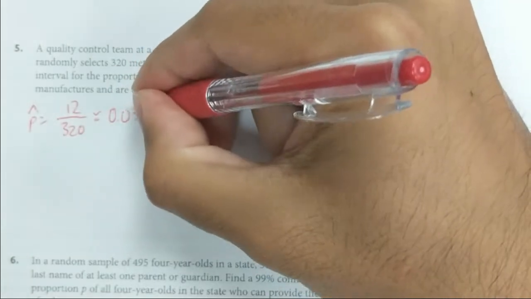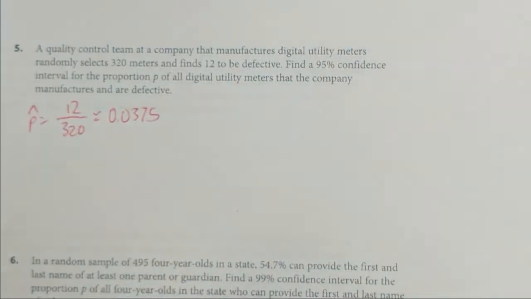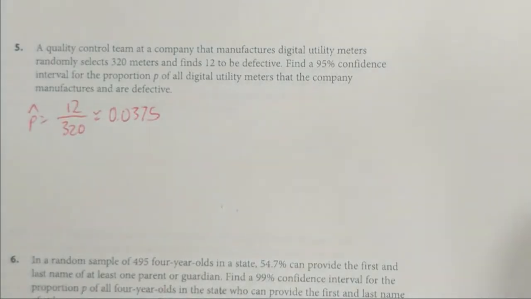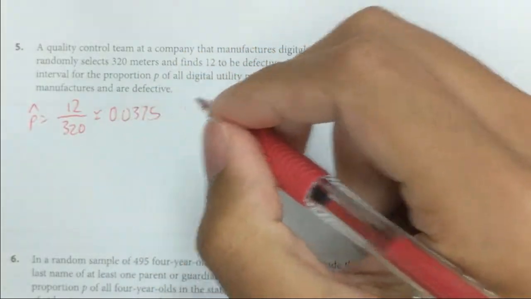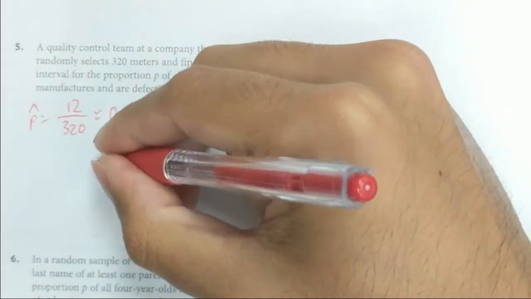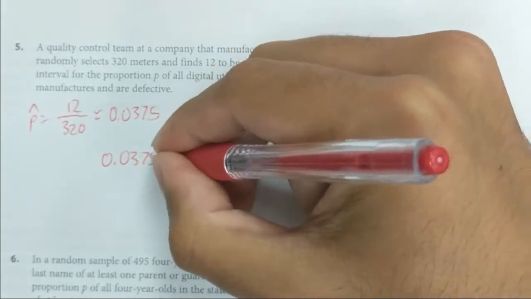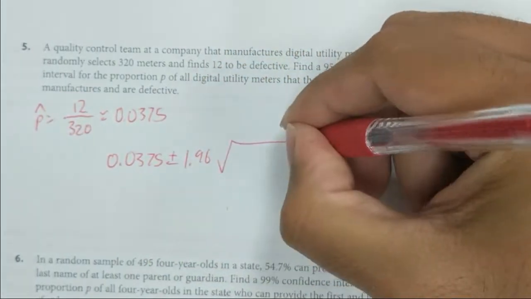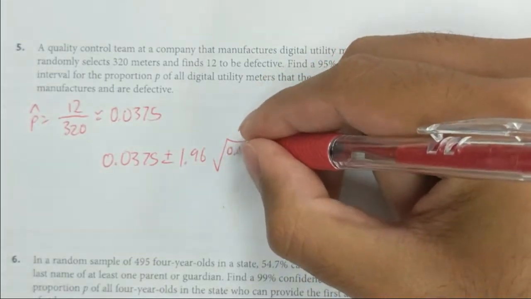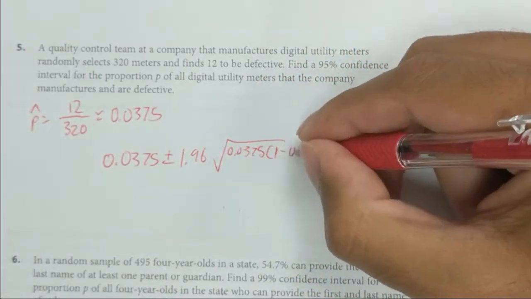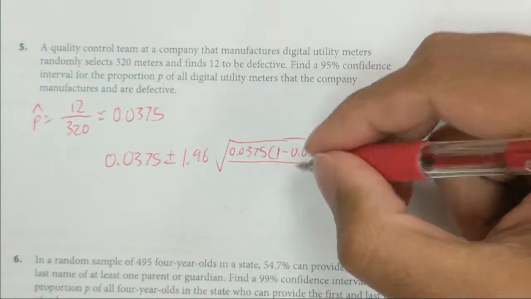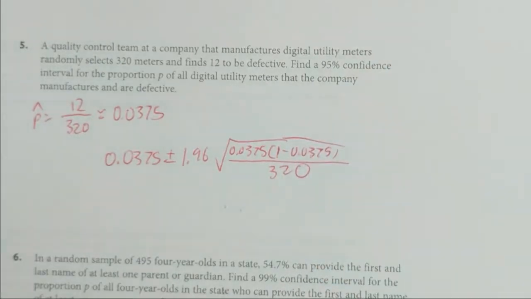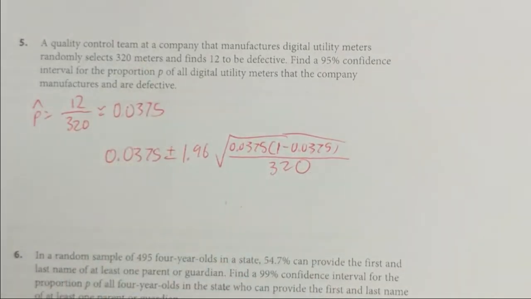Okay, so here's our sample proportion. And now we can apply the sample proportion confidence interval formula. We want 95% confidence, so we're familiar with our number 1.96. And then over n, the sample size.